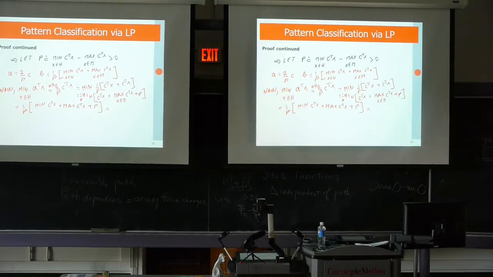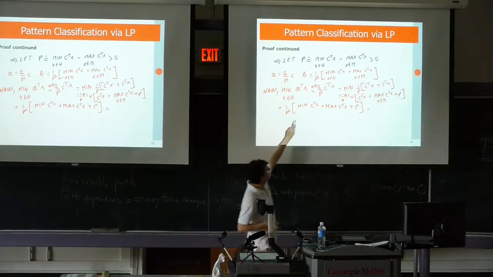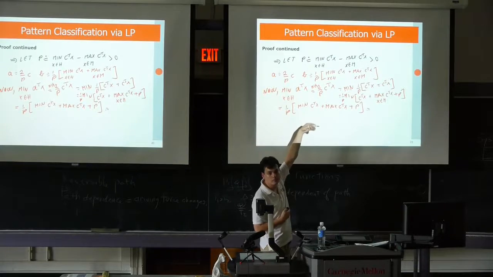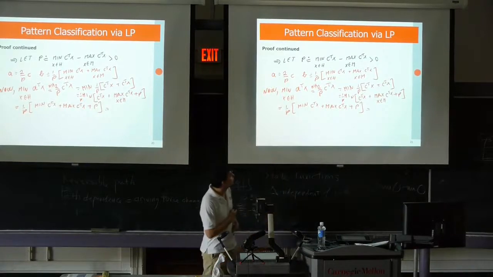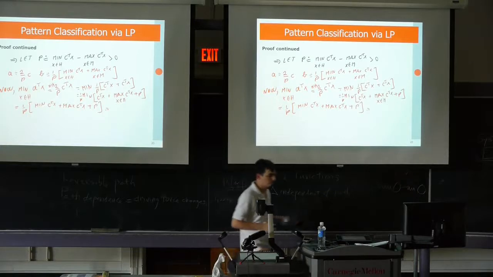So what B was defined in the case? I'm a bit lazy, but whenever I just write min, of course I mean the minimum over X, and whenever I just write max, I mean the maximum over M. So what is this? 1 over P times this, that's B, and we have P over P, that's 1.